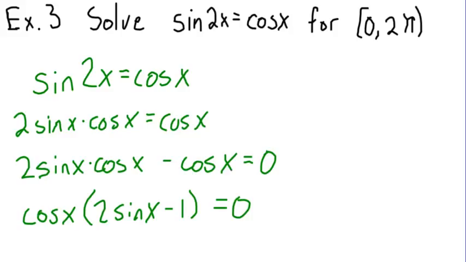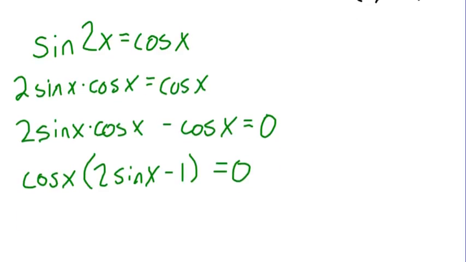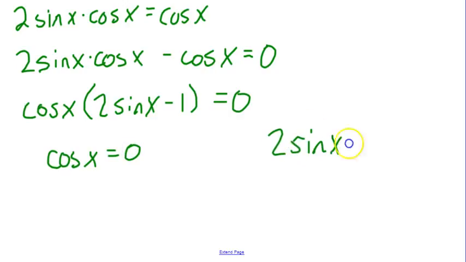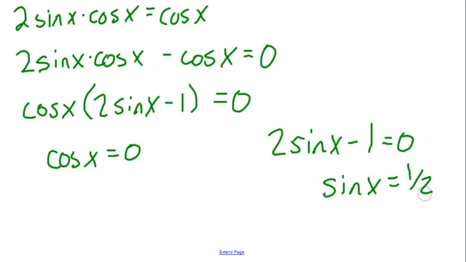So with our zero product property, or zero factor property, we need to set each of these factors equal to 0. So we have the cosine of x equals 0 and 2 sine x minus 1 equals 0. So if we add 1 and divide by 2, we would get sine of x equals 1/2.